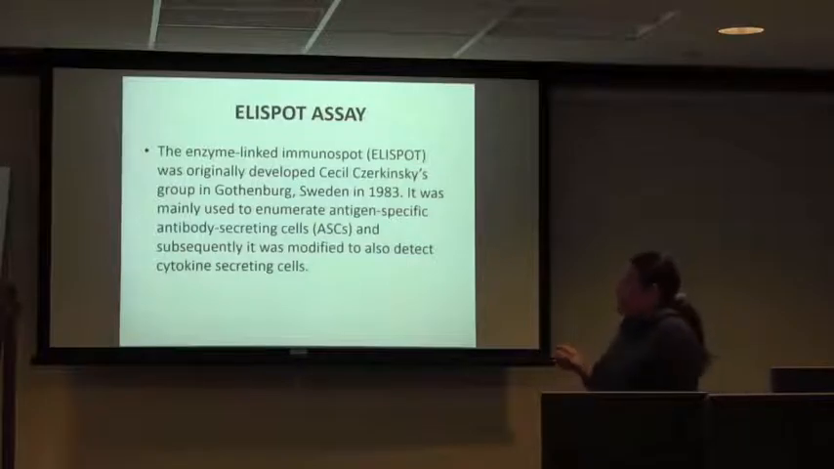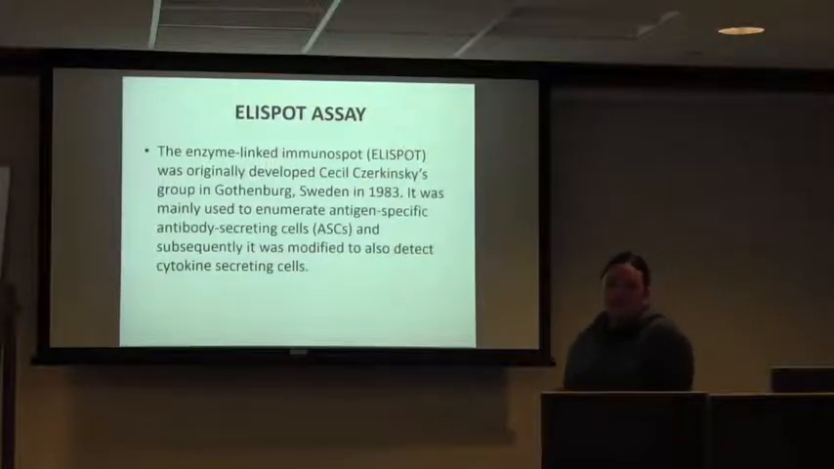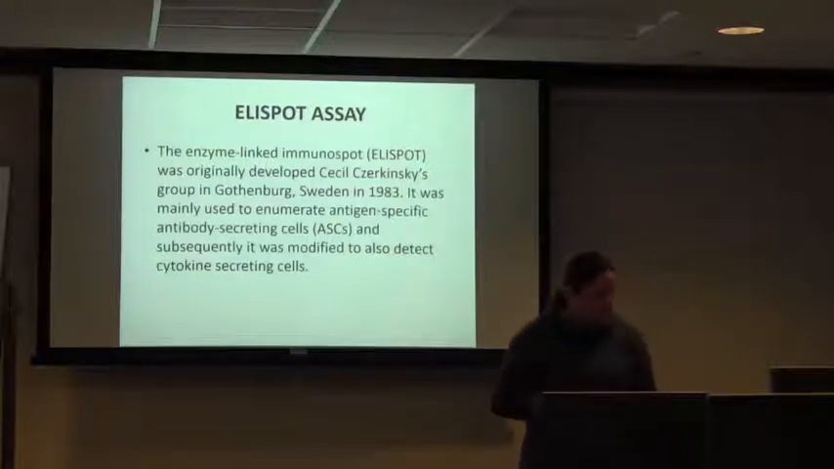But okay, now that we're talking about ELISPOT, what does ELISPOT stand for? ELISPOT is an enzyme-linked immunospot and was originally developed by Cecil Czerkinsky in Sweden in 1983. It was originally developed to enumerate antigen-specific antibody-secreting cells, and it subsequently was modified to also detect cytokine secreting cells.